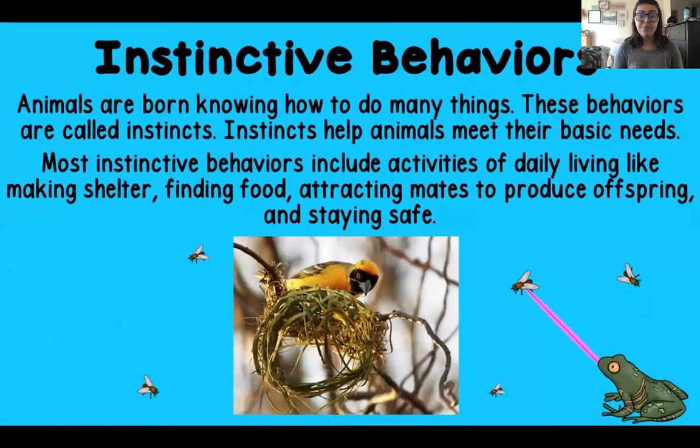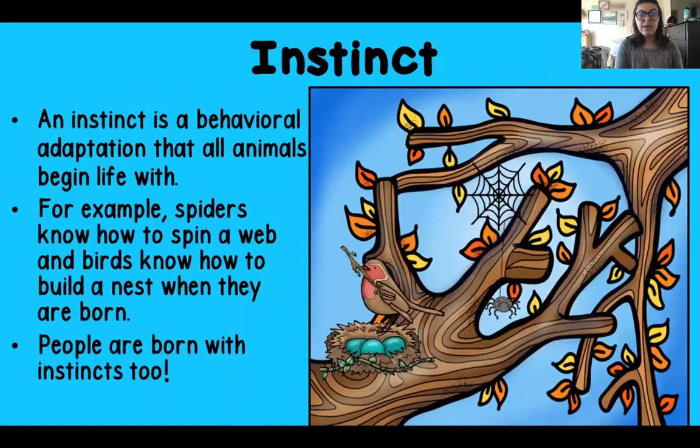Then we have instinctive behaviors. So animals are born knowing how to do things. Just like as a baby, most of you were born knowing how to eat and sleep and cry. So these behaviors are called instincts, and that helps them meet their basic needs. So a lot of them know how to make shelter, find food, attract another animal to help make babies, and stay safe without having to be taught by their mom or dad. So spiders know how to spin a web, and birds know how to build a nest as soon as they're born. And people have instincts too, like we talked about.